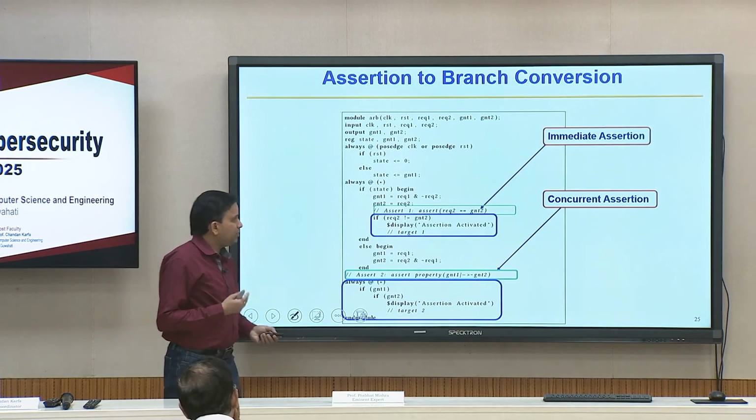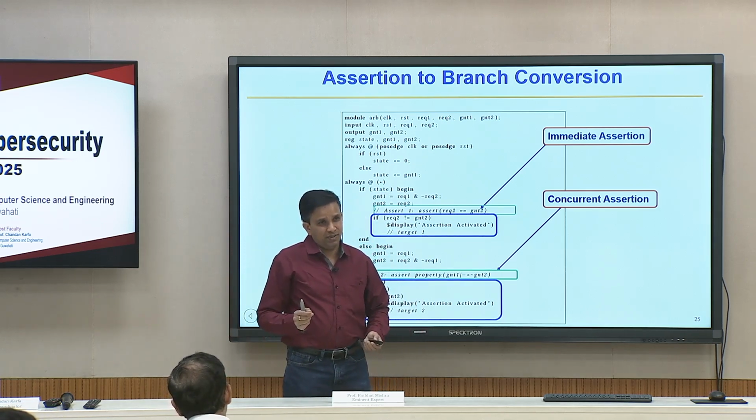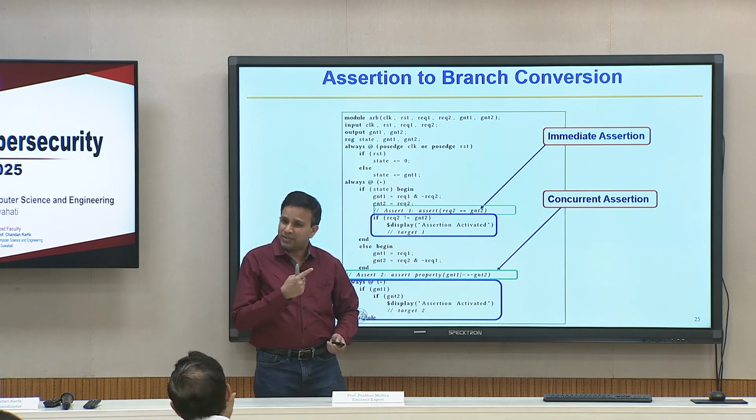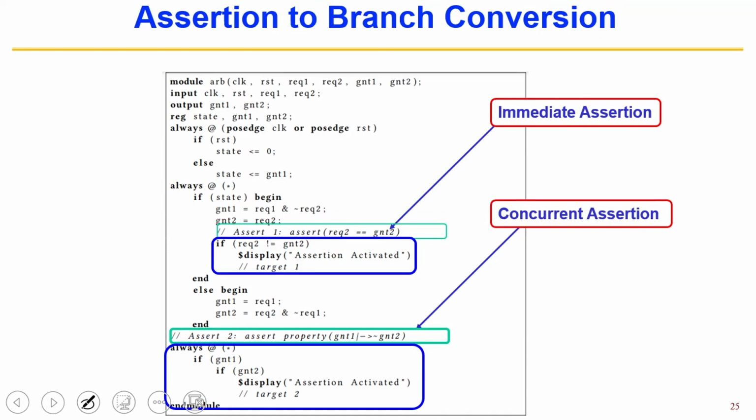But the thing I want you to understand is that concolic testing is designed to do branch coverage, that is all it can do: which other branches can be covered. If I want to do assertion coverage, I have to convert these assertions into branches. It just so happens that assertions are branches. If you think of assert request equal to acknowledge, it is basically if request is not equal to this, then $display assertion activated. You can always convert any assertion statement into branches, whether it is an immediate assertion, which is embedded inside a sequential area, or a concurrent assertion, which is kind of inside always.